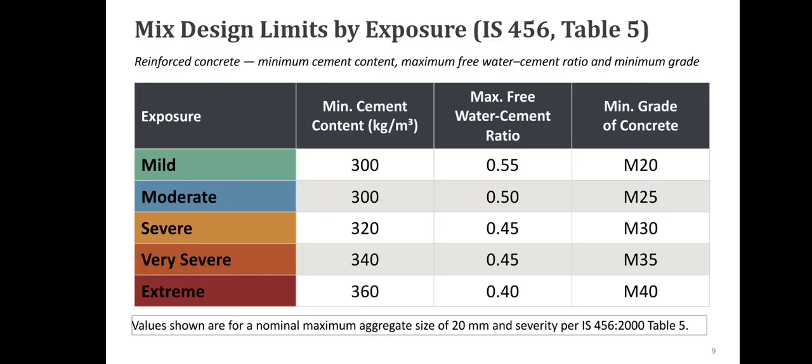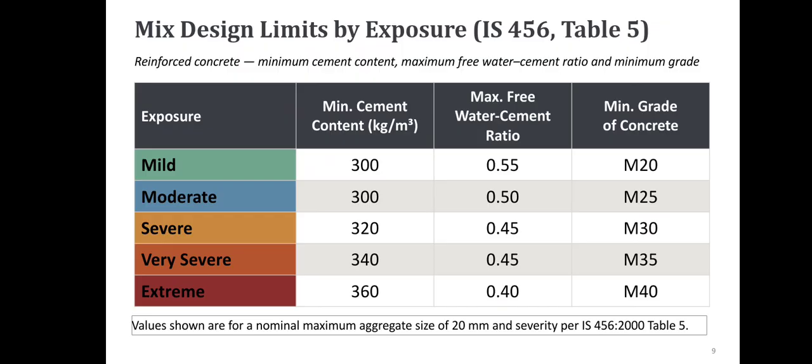So let us see how these exposure conditions influence concrete mix design. As the severity of exposure increases, the minimum cement content increases, the maximum water cement ratio decreases, and the minimum grade of concrete becomes higher. For example, mild exposure requires a minimum cement content of 300 kg per cubic meter, a maximum water cement ratio of 0.55, and a minimum grade of M20.